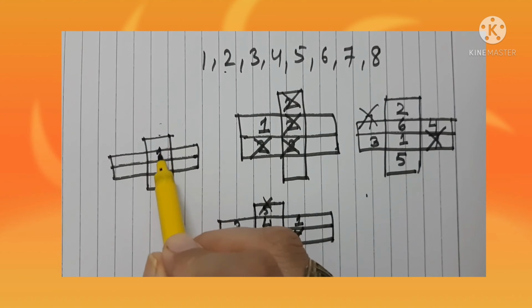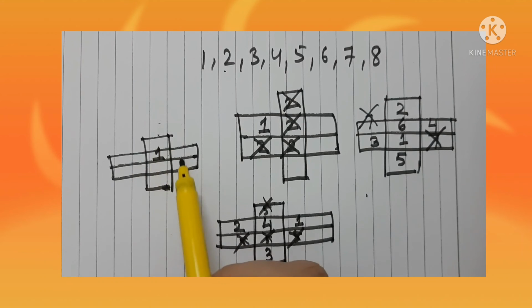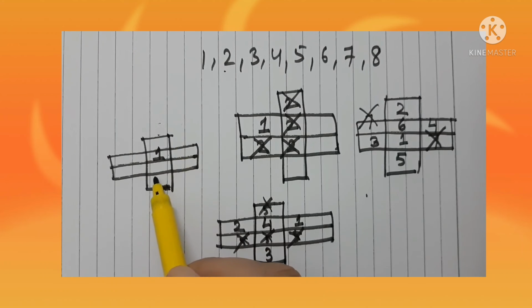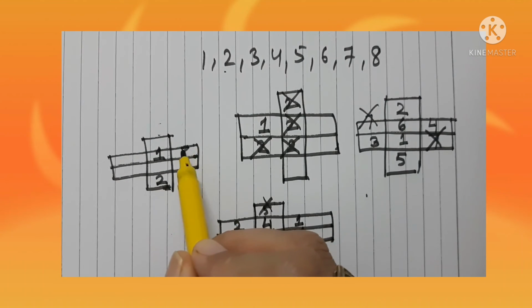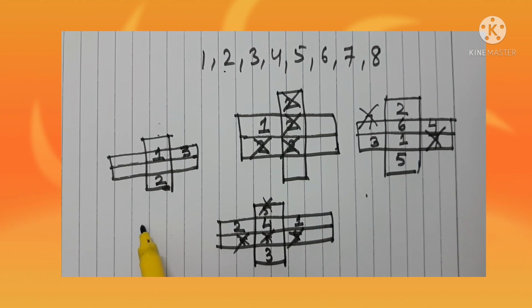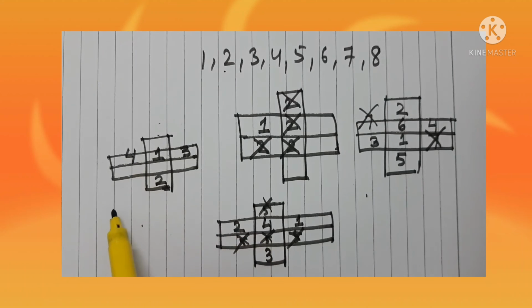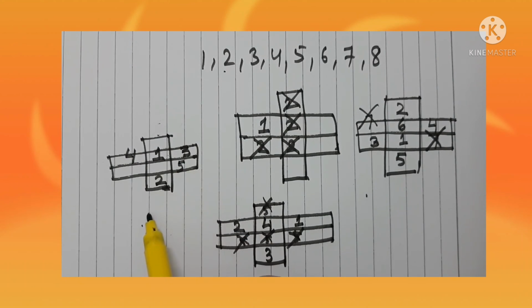Let me place 1 here. So we see that 2 cannot be placed adjacent to 1 in any of these boxes. So we can place 2 here. Let us place 3 here. Yes, it is perfectly fine. Let us place 4 here. It's okay. 5 here. And then I can place 6 here.